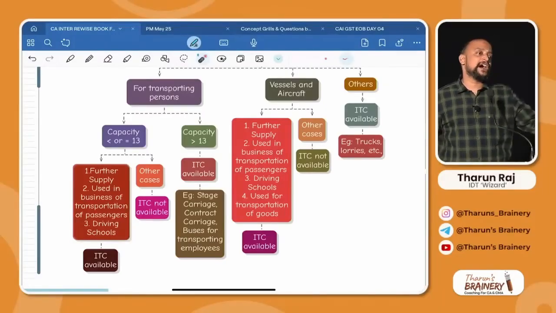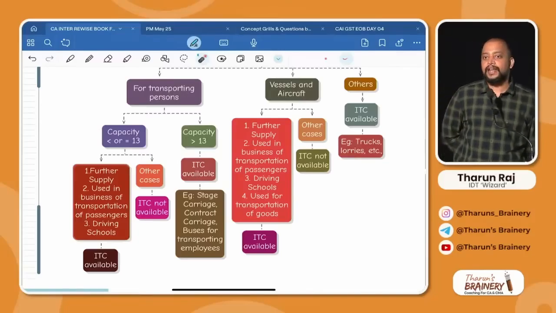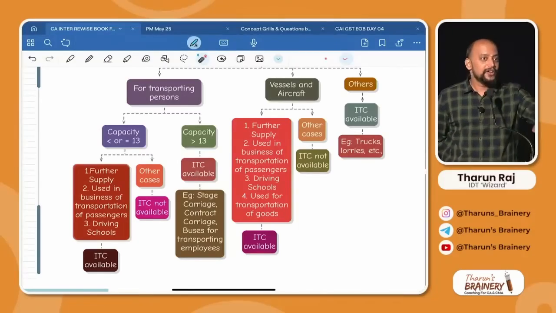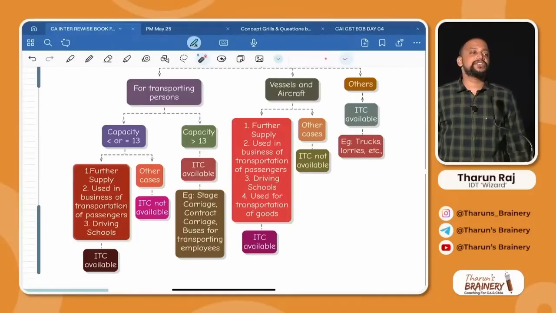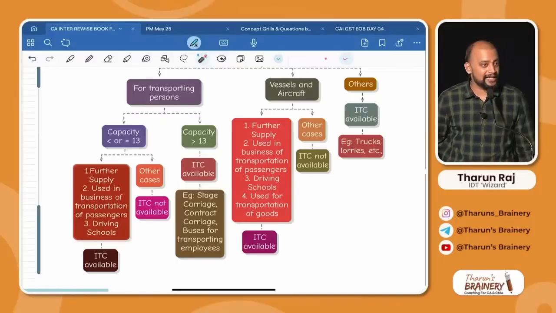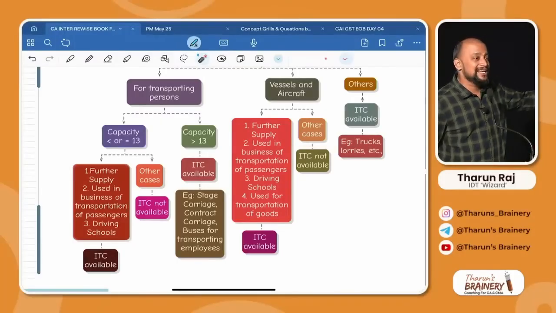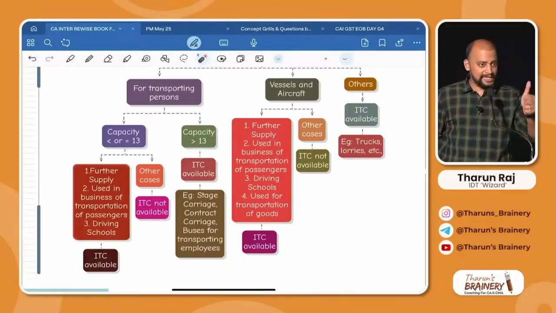Not that he will take the car to the income tax office and while returning he is using it like a share auto. No, he is not doing that. And number 3, driving schools: whether he is teaching article students A for accelerator, B for brake, C for clutch like that. No. So that's why it is not covered under these 3 exceptions. So ITC available or not available? Not available. Is that clear?